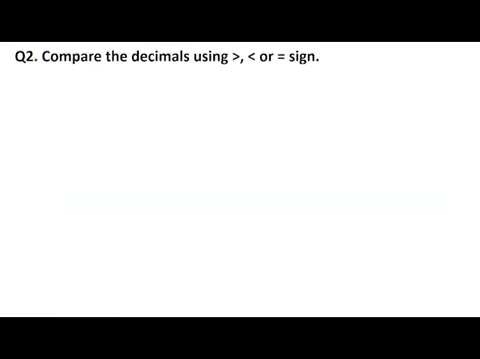Let us see this example. Question number 2: compare the decimals using greater than, smaller than, or equal to sign. First of all, let us see this. The first one is 2.123 and 0.412. As I said, we first check the whole number part. Here we have 2 and here we have 0. That means this one is the bigger number.